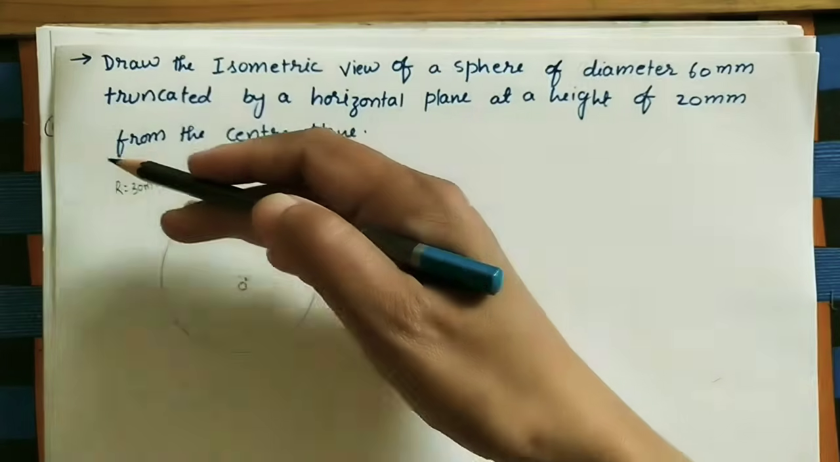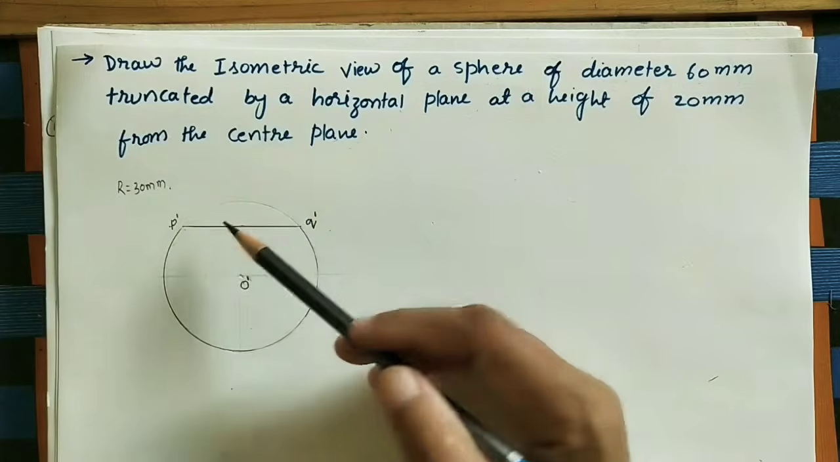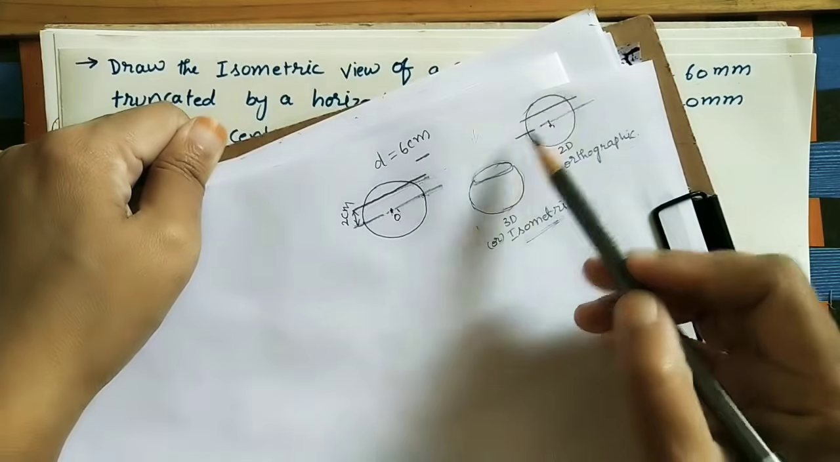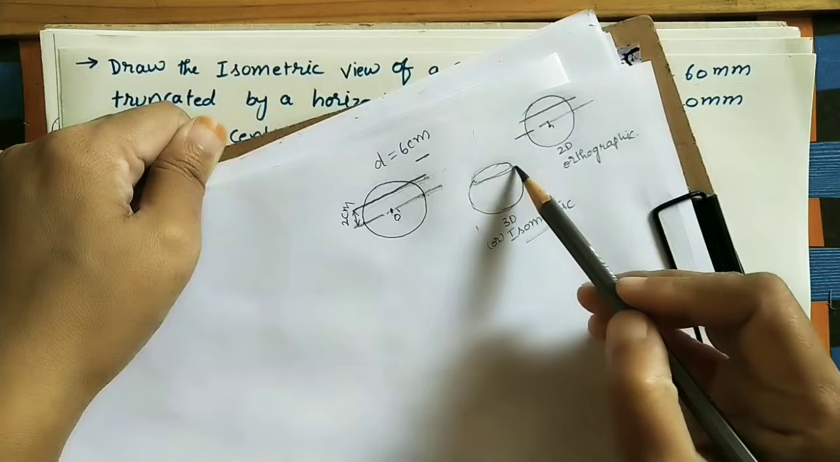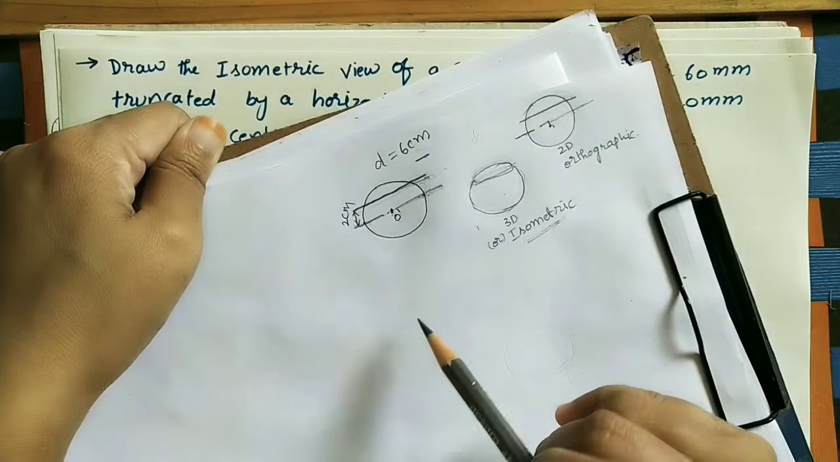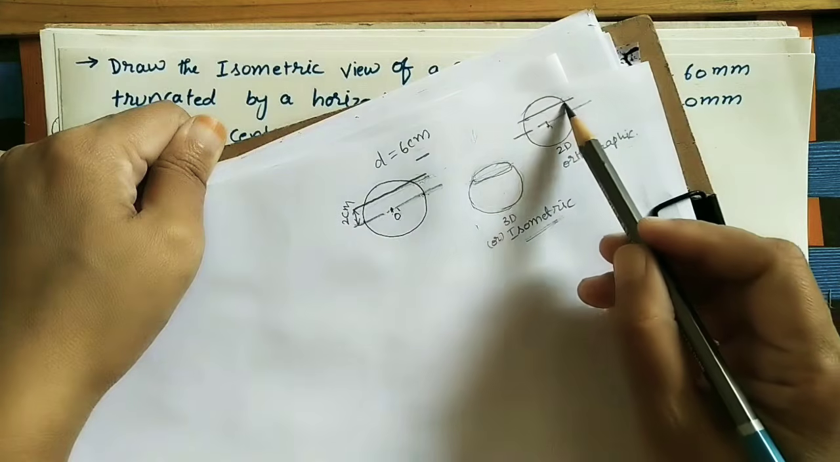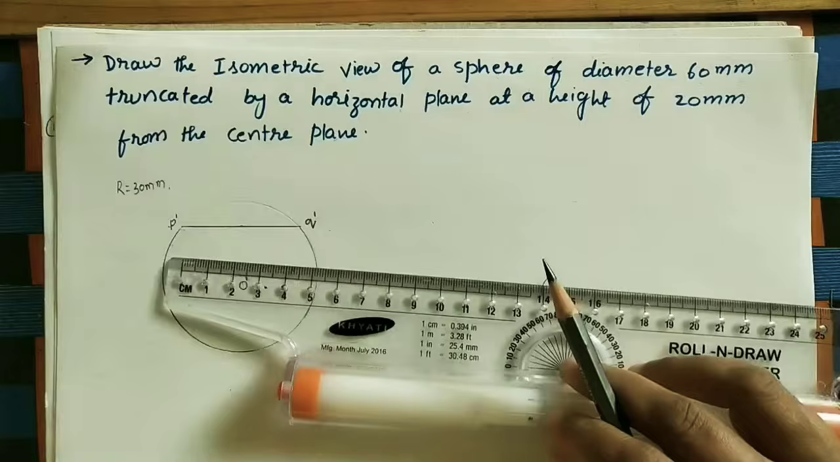After removing this part, for the sphere it is also circular. If you are removing this part, it is also circular. So this will indicate the diameter, how much diameter we are cutting. This is the diameter, so it is nothing but this length. Measure this length, how much is it?